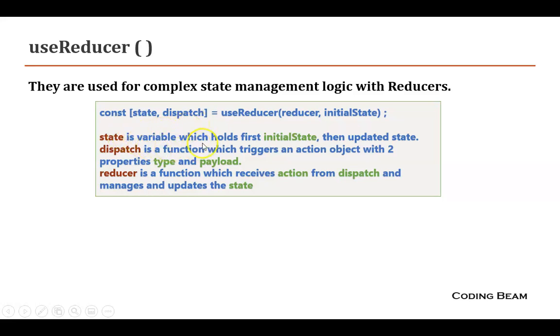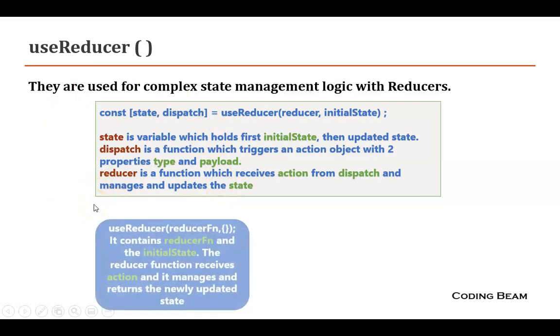So the state is a variable which first holds the initial state and then holds the updated state. The state contains the state of the application, and dispatch is a function which triggers an action, an object with two properties, the type and the payload. The type contains a unique type and the payload contains data. And then the reducer function is the function which receives the action from the dispatch, and it manages and updates the state. So this is the concept of the useReducer hook in React.